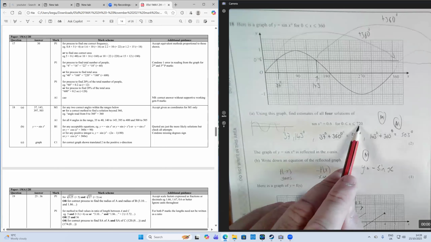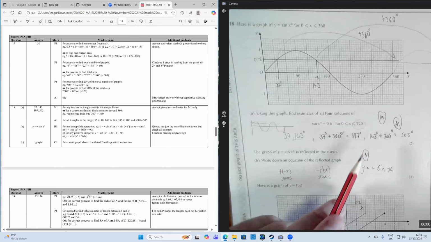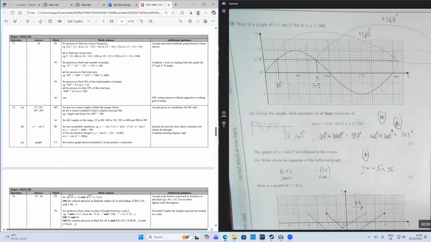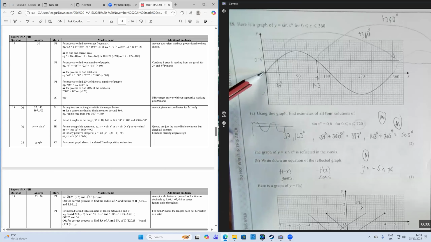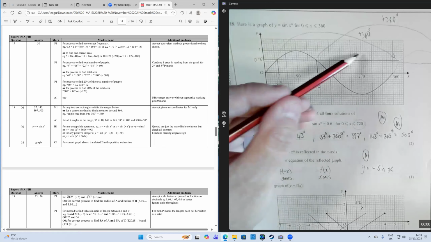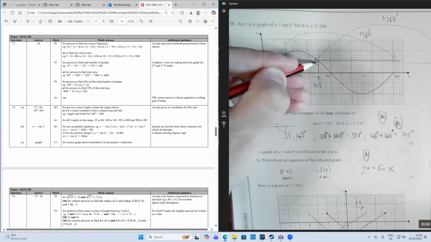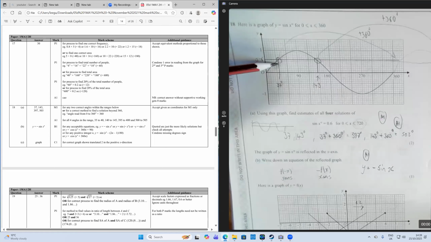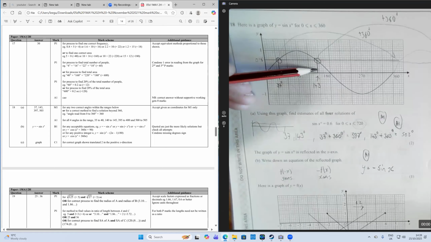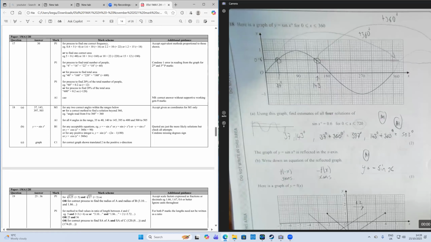Notice it goes from 0 to 720. So first thing we need to do here is draw a line at 0.6. You can see our scale here is 0 and that is 1. So I've drawn a line at 0.6 all the way across, and it only gives us two solutions, that one there and that one there. So we just read down there, and that corresponds to roughly 37. And then we read this one off here, and that corresponds to 143.